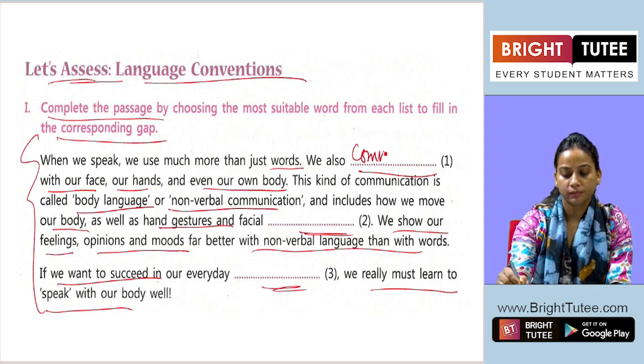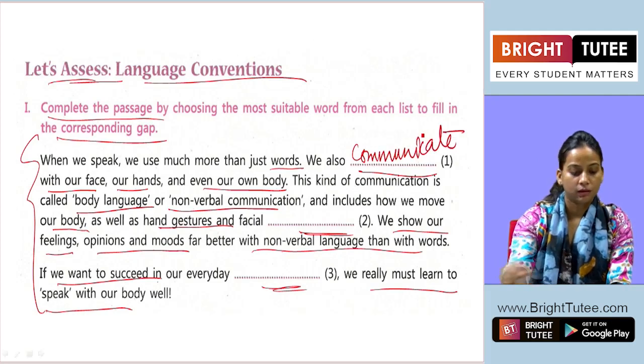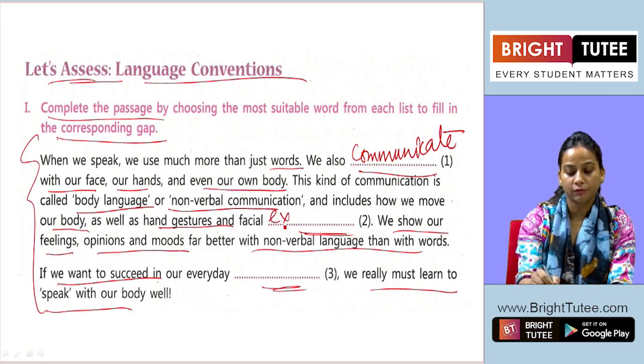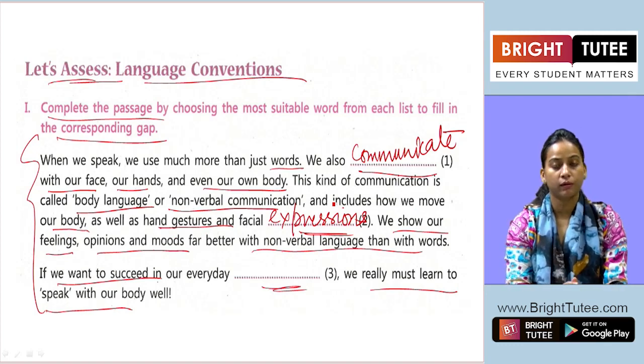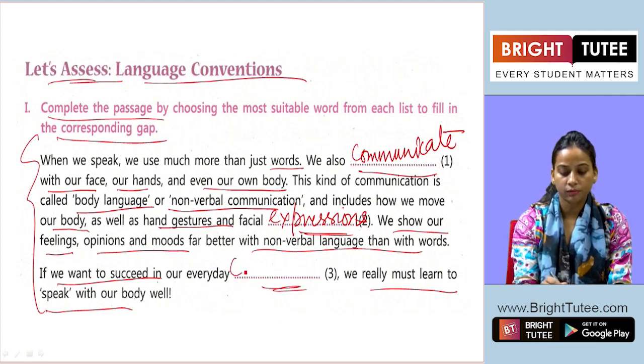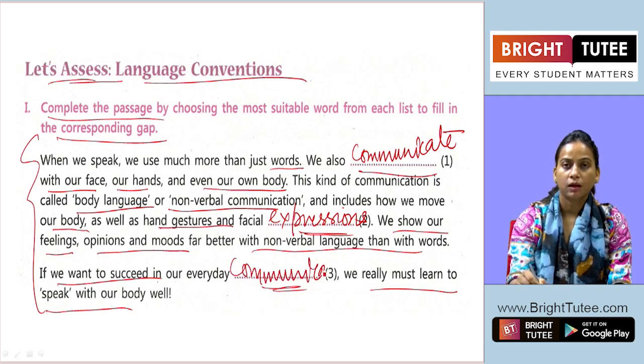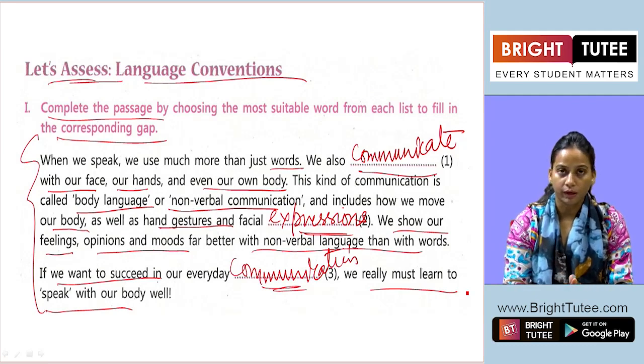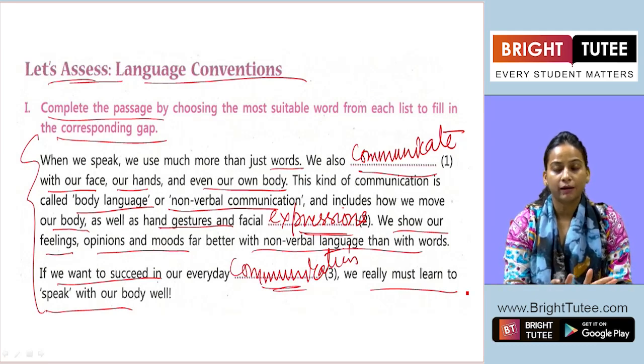We communicate. The next one is how we move our body as well as hand gesture and facial expressions. Facial expression here. We show our feelings, opinion and moods far better with non-verbal language than with words. If we want to succeed in our everyday communication, we really must learn to speak with our body well. So that was the language convention exercise based on this unit.